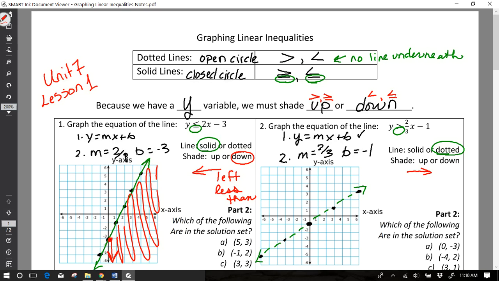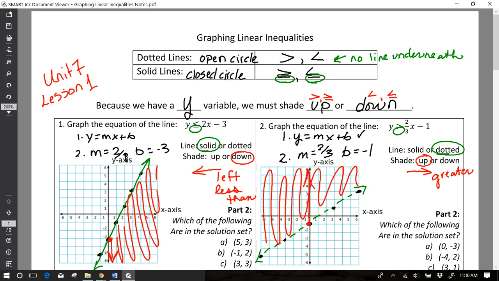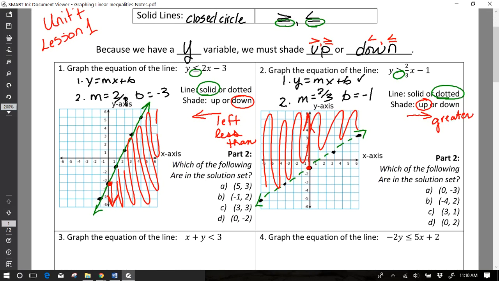If I create an arrow, it's going to the right, which is greater than. So I will shade up. So go to your y-intercept, draw a line on the y-axis going up, and then shade in everything up there. Okay, so that is how we graph a line, determine if it is dotted or solid, and then do our shading for an inequality. Now let's go to part 2 of both of these examples.